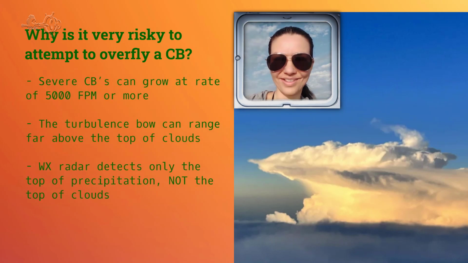When considering how to deviate weather, keep in mind that the cells may be growing vertically and expanding horizontally. Understand the direction and the speed of the cloud or the weather system, and beware of the turbulence bow that may extend well above the cloud. Beware that the radar can only detect precipitation.